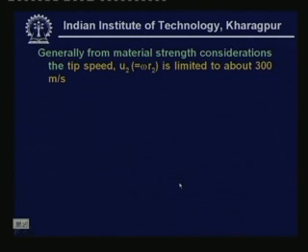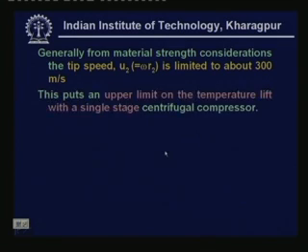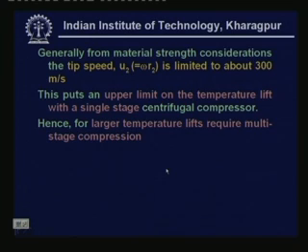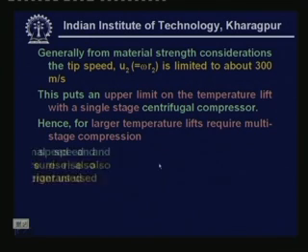Generally, from material strength consideration, the tip speed is limited to about 300 meters per second. This is an industry standard. Normally, in industry they do not exceed these speeds. So, this puts an upper limit, as I have already explained, on the temperature lift with a single stage centrifugal compressor. Hence, for larger temperature lifts we require multi-stage compression.